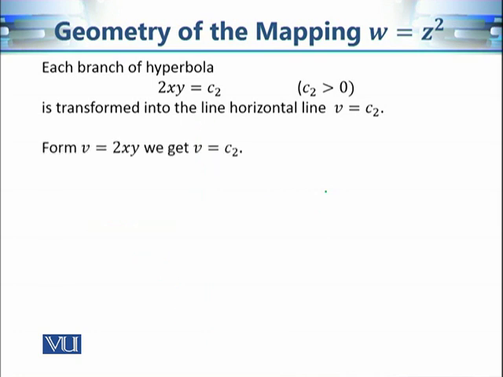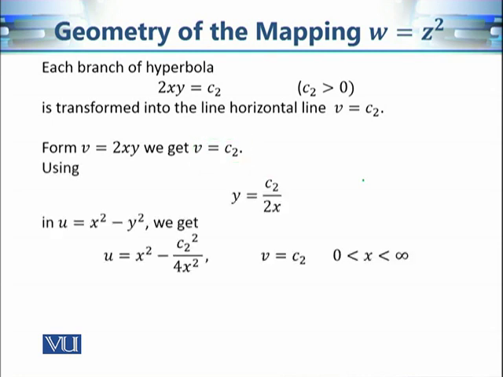equal to z square. Now we know that v is equal to 2xy, and if this 2xy is equal to c2, then we get v is equal to c2. So the coordinate v is always constant under this map. And what will happen with u? So if we use y is equal to c2 over 2x, and using this value in u is equal to x square minus y square, we get x square minus c2 square over 4x square. And of course, v is equal to c2.